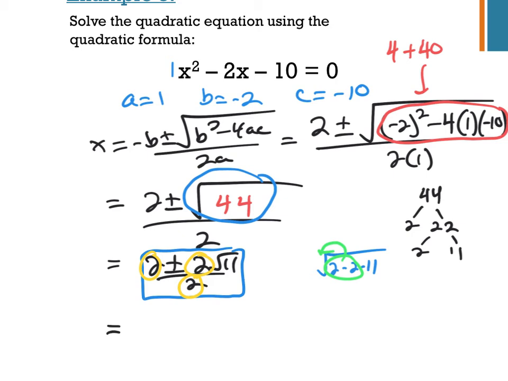And so you can write your final answer as 1 plus or minus the square root of 11 all over 1, or just 1 plus or minus the square root of 11. So this is the answer you most likely will see on Canvas. But again, know that that previous answer is acceptable to write as your solution.